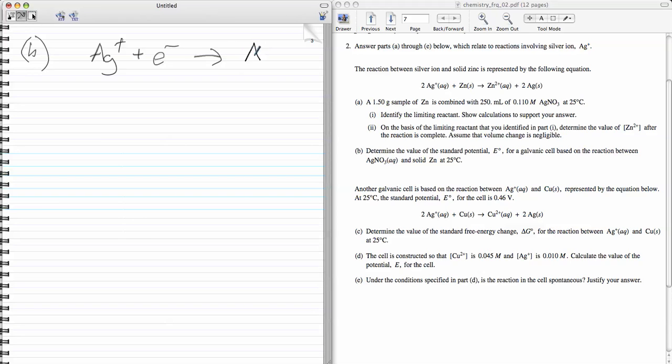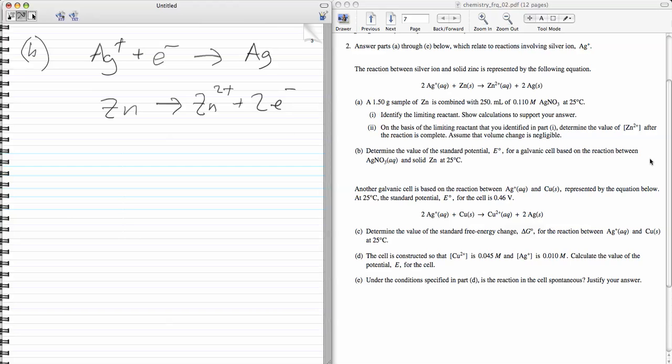Going to our solid silver, and then we also have solid zinc going to zinc 2 plus with a couple of electrons. Okay, so we don't really care about balancing the amount of electrons right now, because with E that's not going to make a difference. But we need to take a look at our table of reduction potentials. One of them is going to be switched around.